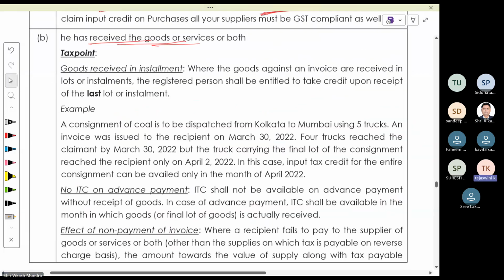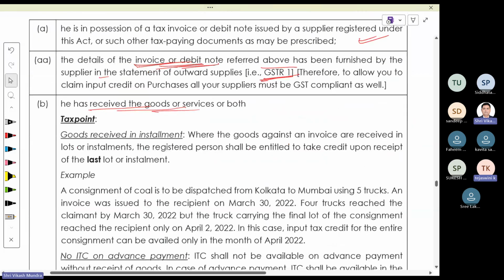Now, he has received the goods or services or both. Be careful, even though that transaction is reflected in 2B of Mr. Sandeep in the month of April, he cannot claim ITC in the month of April. He is entitled to claim that ITC in the month of May, but he should not claim in the month of April. However, if sometimes goods are received in installments, suppose Sandeep orders Mr.